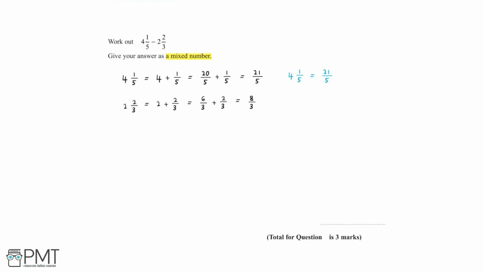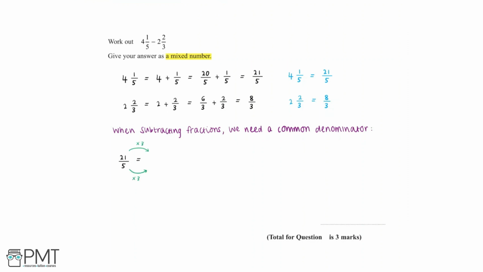Now when we subtract fractions, we need a common denominator. So we have the two fractions 21 over 5 and 8 over 3. We can make both fractions have a denominator of 15 in order for them to have a common denominator. Now to make the fraction 21 over 5 have a denominator of 15, we need to multiply both the numerator and the denominator by 3.